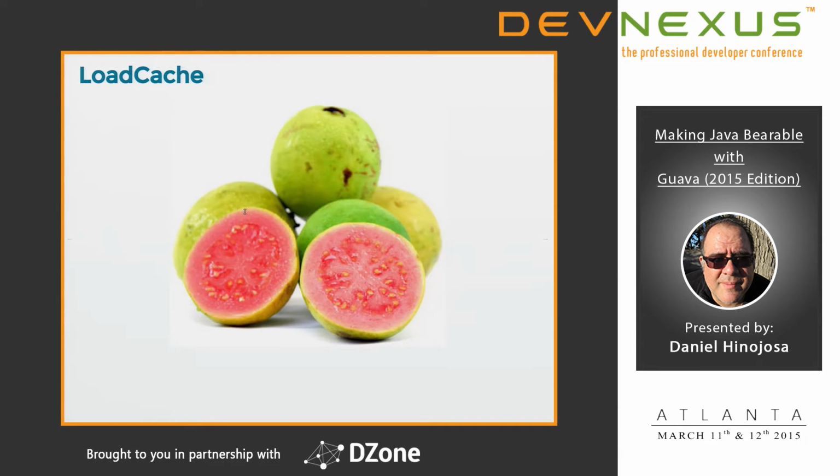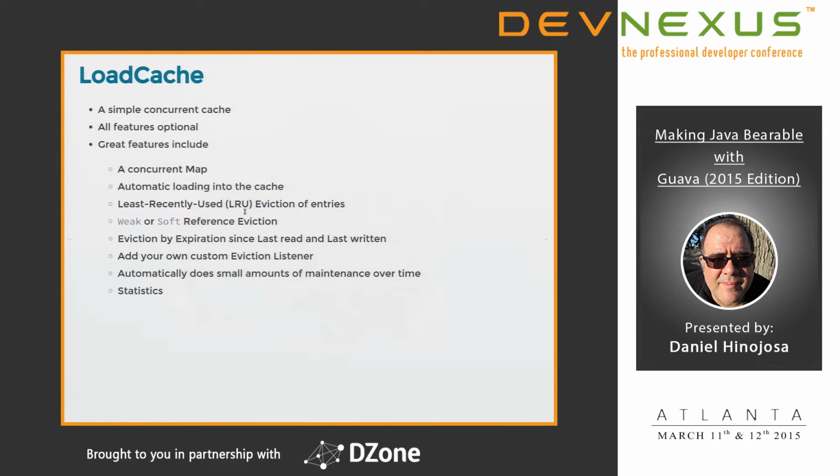Now, for LoadCache, a LoadCache is essentially a cache that uses a map. It's a concurrent map, and you could program it to have automatic loading onto this map.